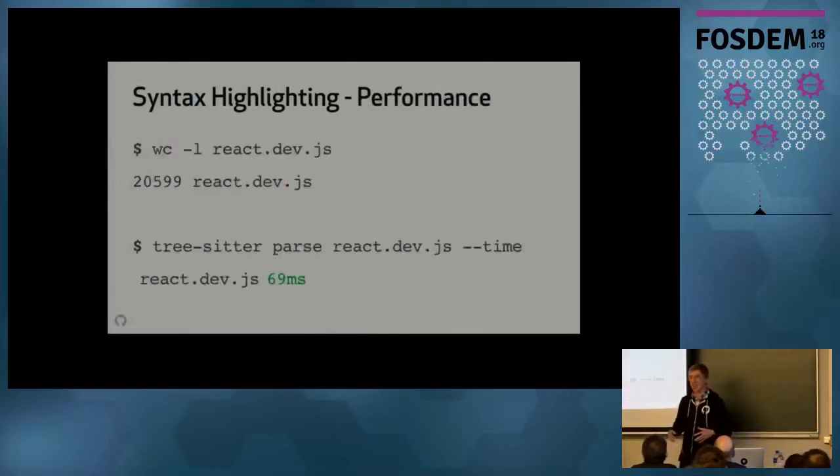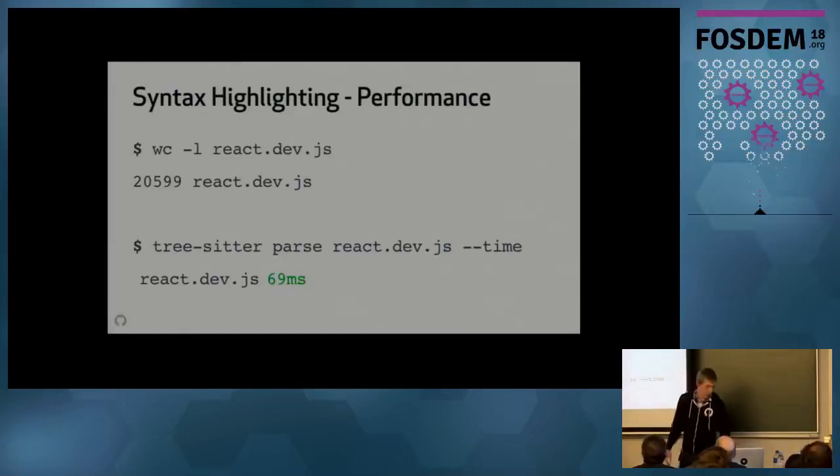And then aside from the handling of long lines, overall performance of syntax highlighting is just dramatically improved as well. On this slide, I'm showing an example of parsing at the command line a 20,000 line JavaScript file, like the development build of React.js. And it takes about 69 milliseconds, which is, I want to say, not quite an order of magnitude, but much faster than the syntax highlighting systems used in normal editors like Atom and Visual Studio Code.